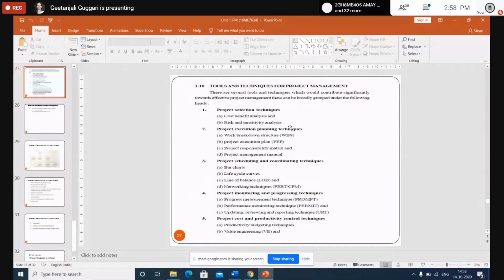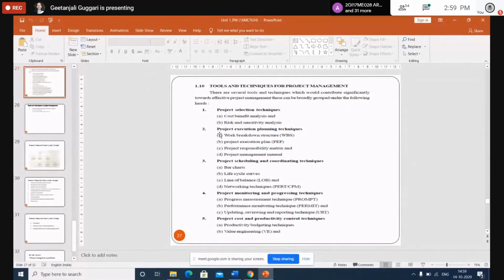This is again one full subject to learn. It is not included in your syllabus. This is there for MTech, for industrial engineering MTech. They are studying in detail about the tools and techniques, what cost benefit analysis is, what risk sensitivity analysis is. For you, it is just to remember which tools are available for project selection.